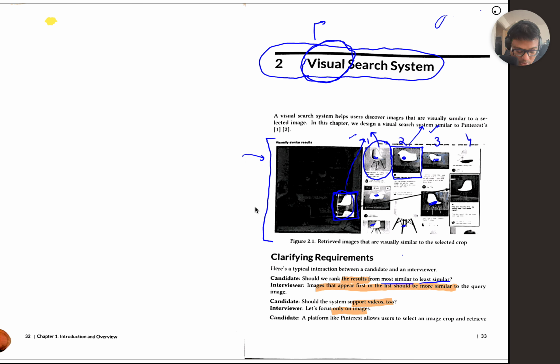The other question is whether you should focus on images or videos, and the interviewer will generally say let's focus only on images, which is a pretty good thing.